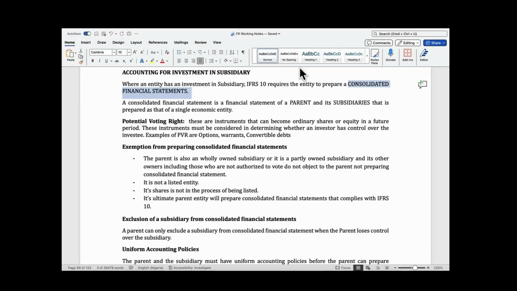How do you consolidate? When we say consolidated financial statements, it means a financial statement of a parent and its subsidiaries that is prepared as if it is that of a single economic entity. If somebody looks at it, you will think it is for a single entity. You will not know it is for two or more entities combined. So how do we achieve that is what we are going to learn. How do you prepare financial statements of a parent and its subsidiaries? How do we combine them together for it to look as if it's that of a single entity?